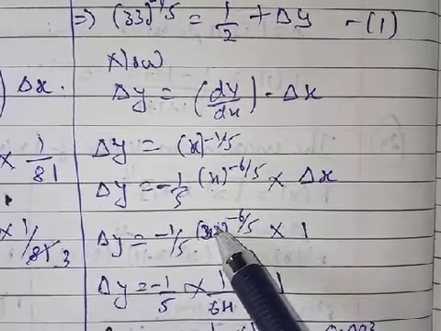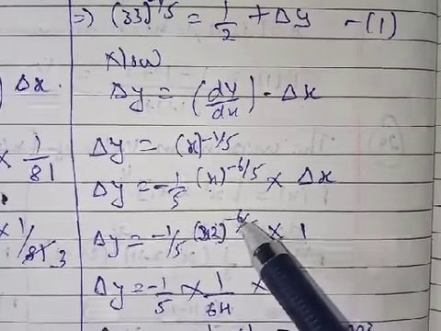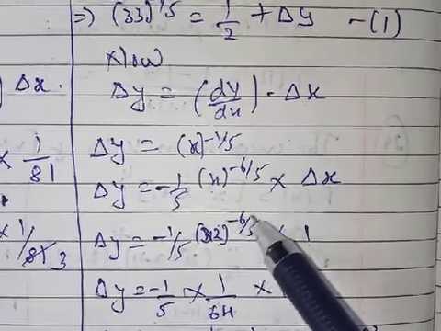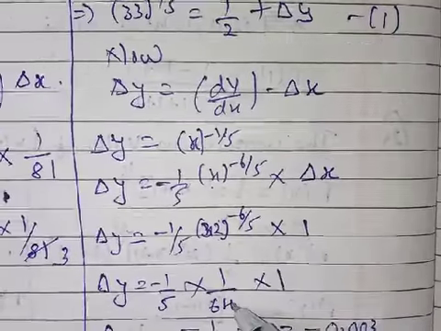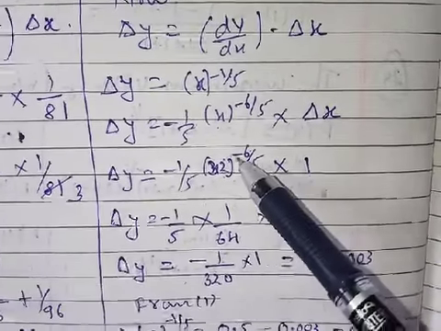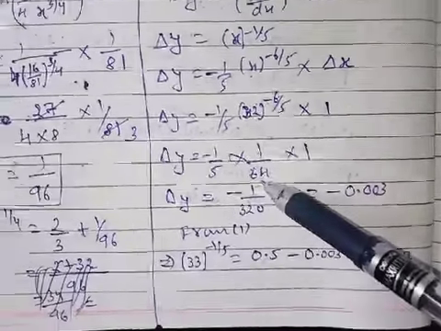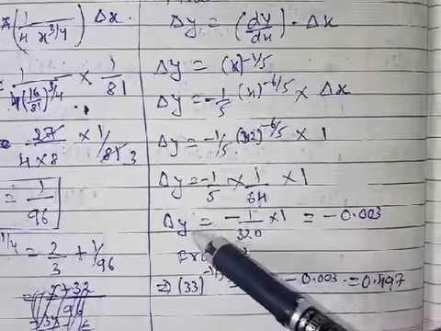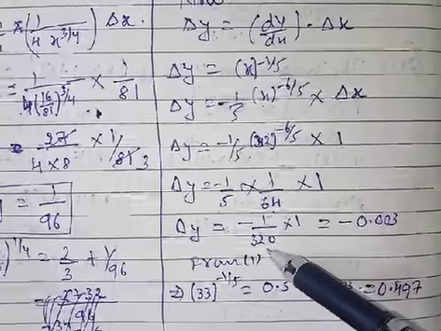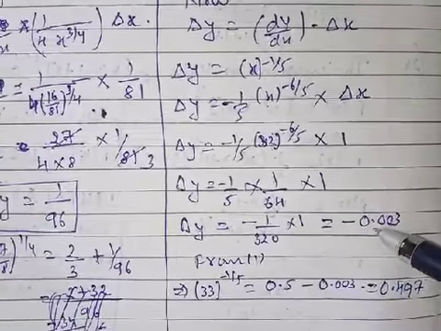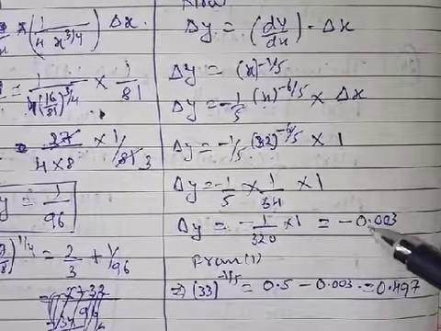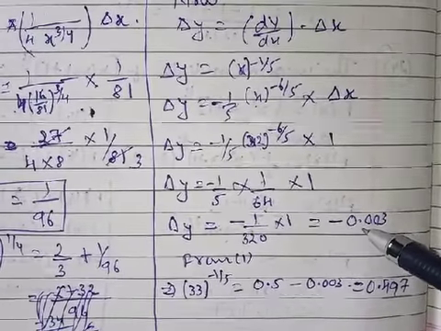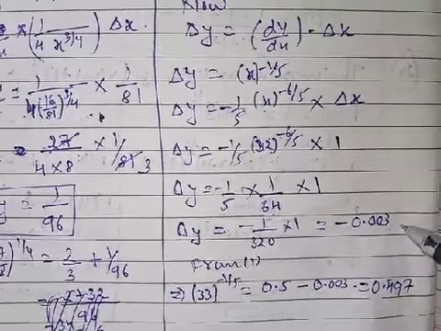So take the fifth root of 32 out first, and then raise to 6. So 2 raised to 6, that is 64. And since it is a minus, it will be 1 upon 64. If we simplify it, delta y is equal to minus 1 upon 320, that is approximately minus 0.003.